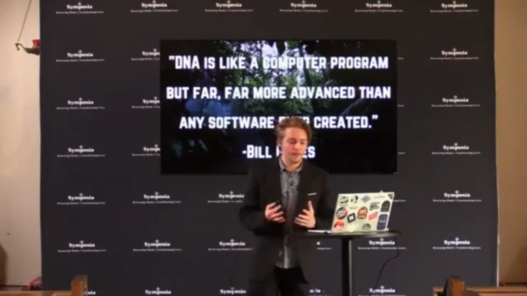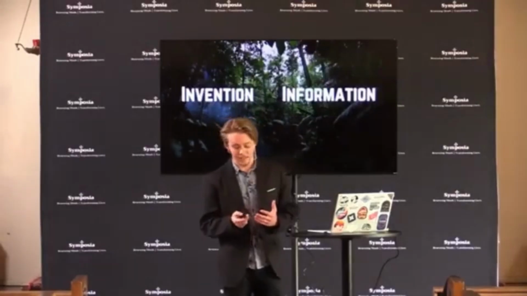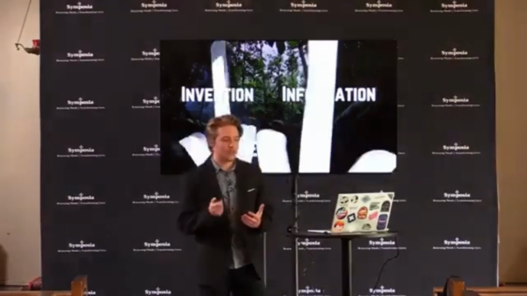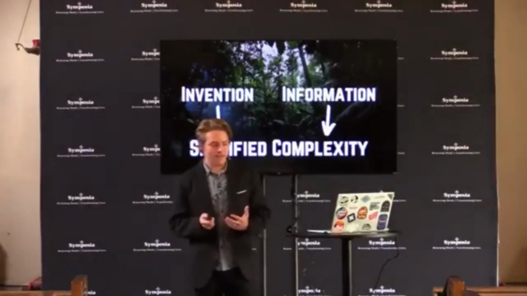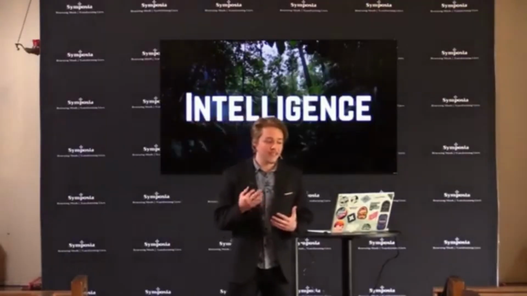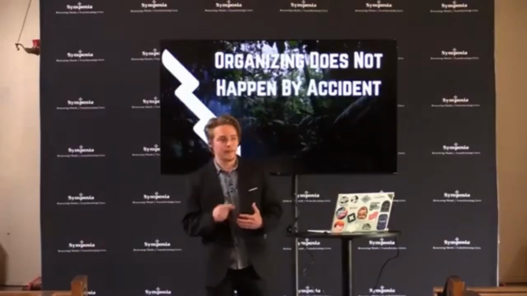So, as we wrap up this argument, we ask, where does invention and information come from? Now, because invention and information are examples of specified complexity, you can equally ask, where does specified complexity come from? And the answer is intelligence. Our repeated experience confirms that only intelligence is capable of doing this for one simple reason. Organization does not happen by accident.